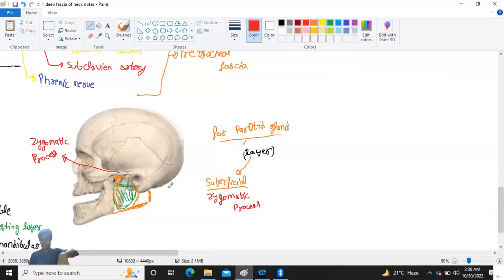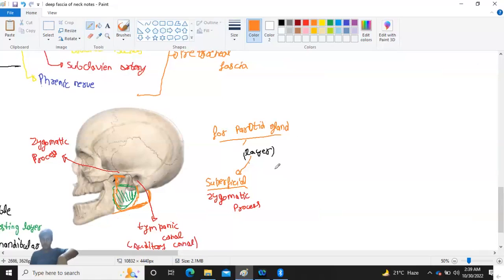One layer is attached to the zygomatic process, superficially, and the deep layer is attached to the tympanic canal. This is the tympanic canal, which is the external auditory canal, also called the ear canal, external auditory meatus, or tympanic canal.